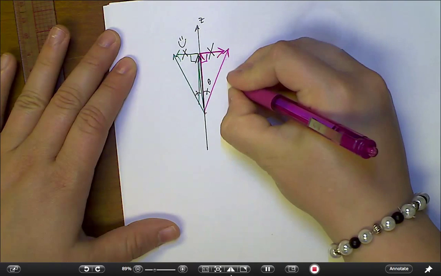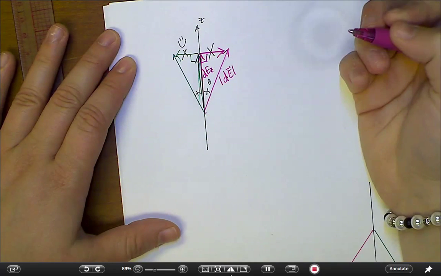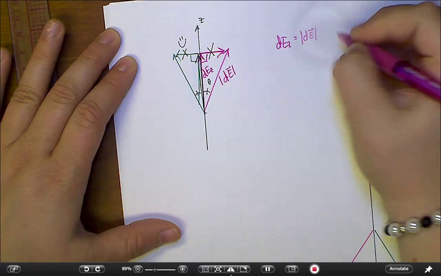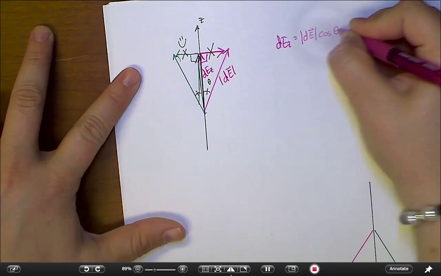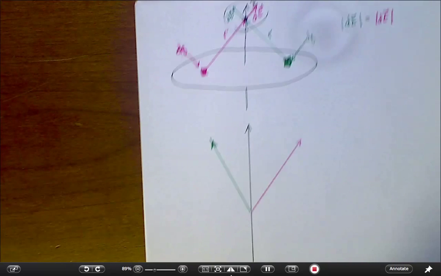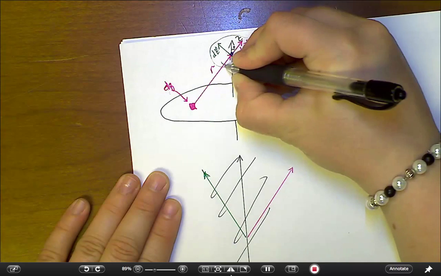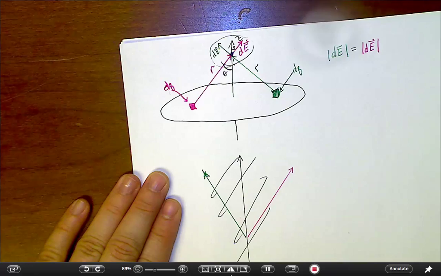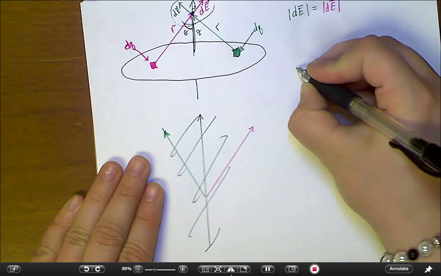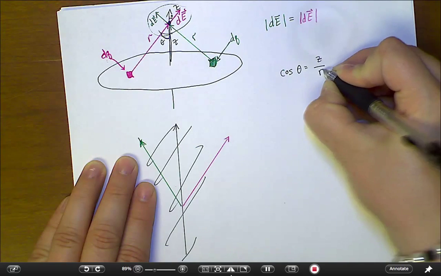So that means that the magnitude of the little dE vector, and there's this part, which I'm going to call dEz. So dEz is equal to the magnitude of the little electric field times the cosine of theta. Now, if we go back to our original drawing, not this ugly one here, we see that this angle theta is the same as this angle theta down here. So this is a distance z. That means that cosine theta is equal to z over r.